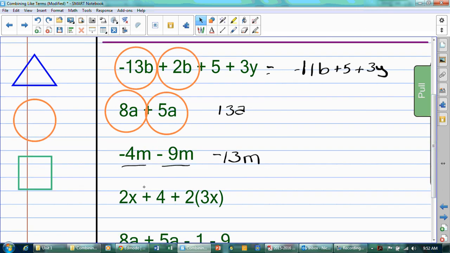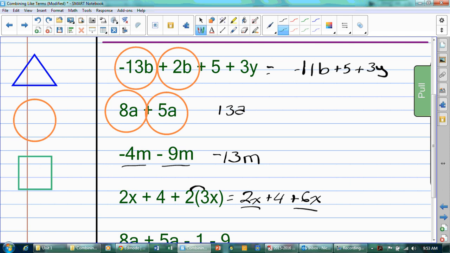Now this is one where we have to use the order of operations first. We have like terms here and here, but we need to get rid of these parentheses. So 2 times 3. So we've got 2x plus 4 plus 6x. Now I've got 2x plus 6x. That's 8x. And then I've got this little 4 that's hanging around with nowhere to go. So plus 4. And I'm done.